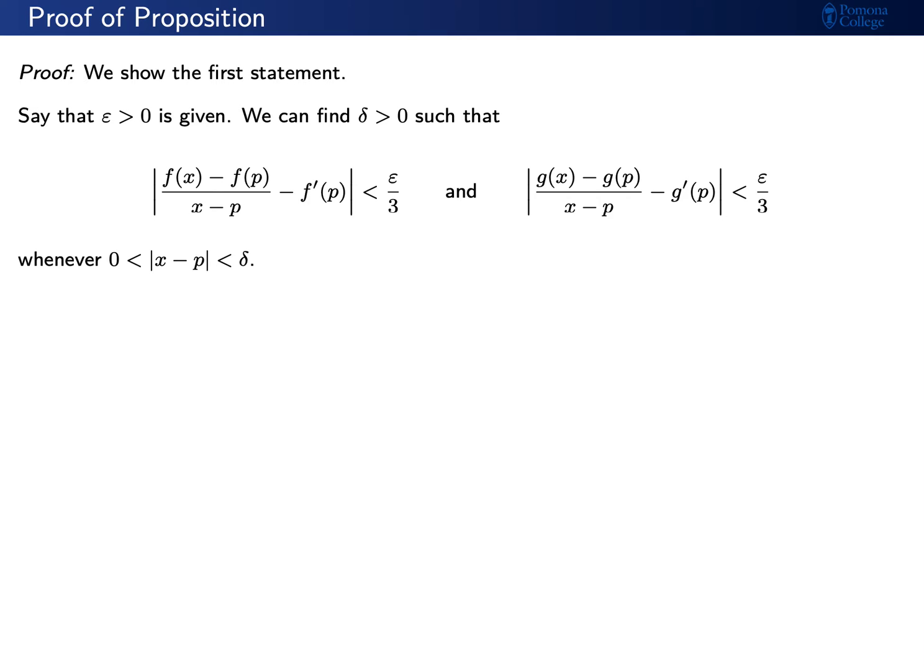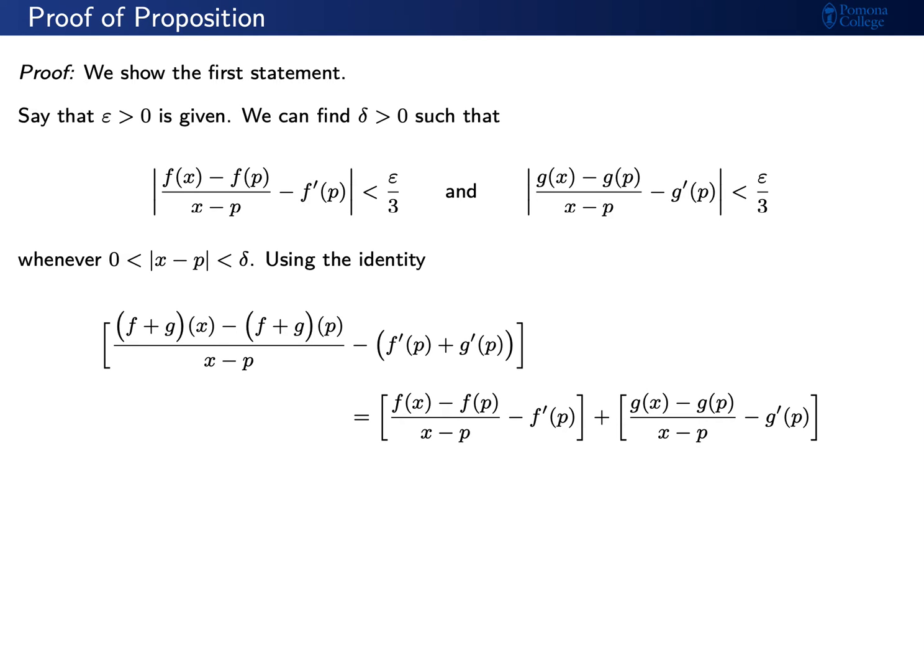For example, f of x minus f of p divided by x minus p, minus f prime of p, should be small as x is very close to p, because again, this is how we define f prime of p. We define it in terms of a limit. Now we'll use the following identity. Here, this considers the ratio f plus g of x minus f plus g of p divided by x minus p. We can now write this ratio essentially as the sum of two different ratios.